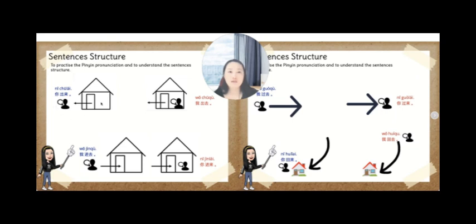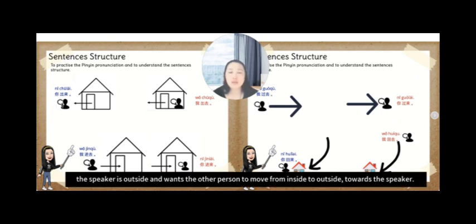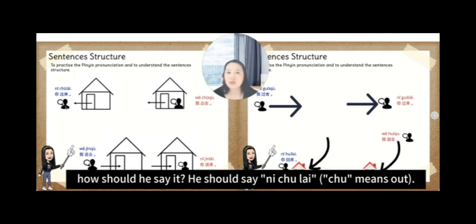Please look at this picture first. This is the speaker. The speaker is standing outside of the house, right? And he wants the other guys who right now are inside the house to move from inside to outside. So, which means these guys are moving towards the speaker, right? So, how should this guy say it? He should say, 你出来. 你出来. Here 出 means go out, right?